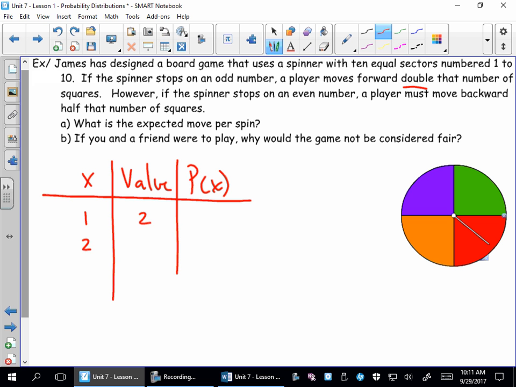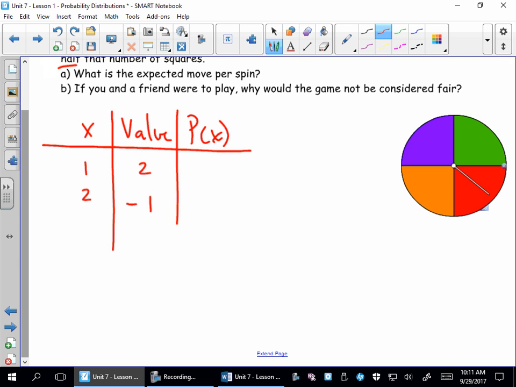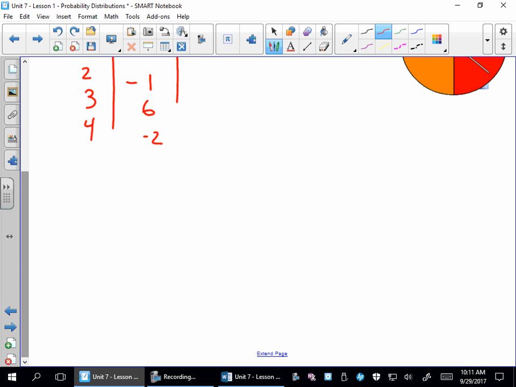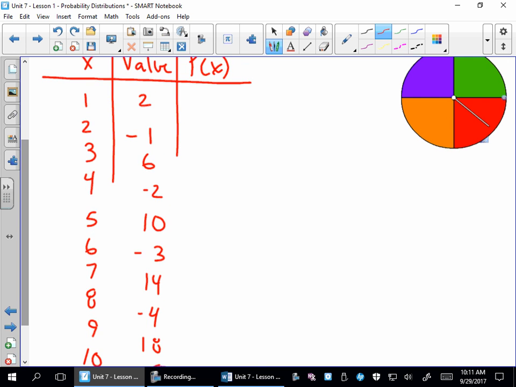But if I spin a 2, they move an even number, it moves backwards half. So backwards half is I'm going to lose 1, half of 2. Okay, so 3 would be a 6, but 4 would be a -2. And so on, all the way down to our 10. 5, 6, 7, 8, 9, 10. So I move forward double for odds, back half. Okay, our probability for each of these is even. They're all 1 out of 10, all the way down, okay?